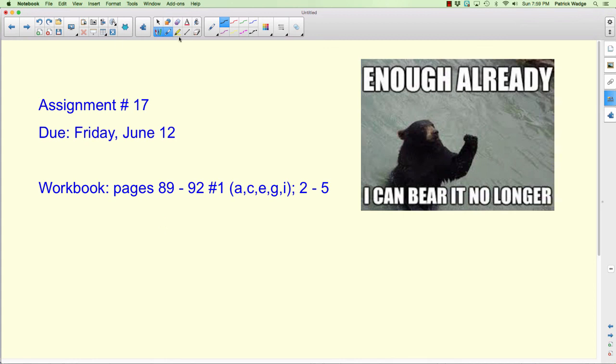So your assignments in your workbook, you're going to do pages 89 to 92. And number 1, you're only going to do A, C, E, G, and I. And then you'll do 2, 3, 4, and 5, from 2 to 5.